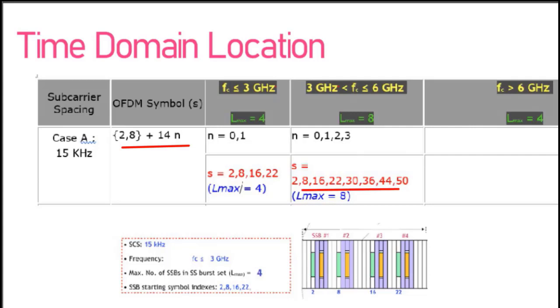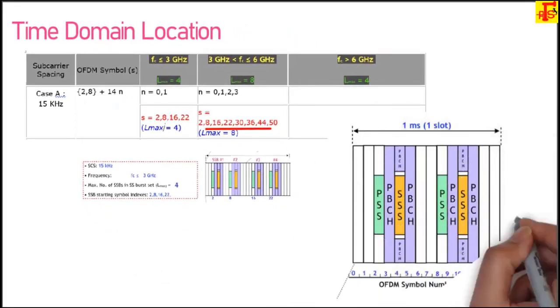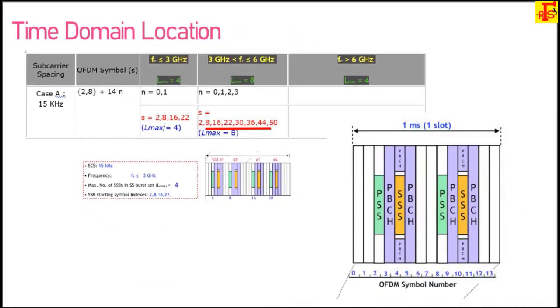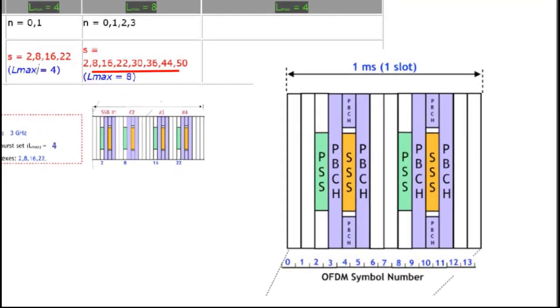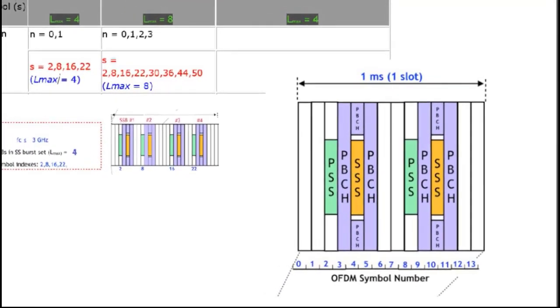So SSB will take 4 consecutive OFDM positions on every start, right. SSB takes 4 OFDM symbols. For example, the first one we took, 2, starts from the second OFDM symbol, and I said SSB takes 4 OFDM symbols. So it will start from 2, so which OFDM symbols will it use? It will use 2, 3, 4, 5 for 1 SSB.